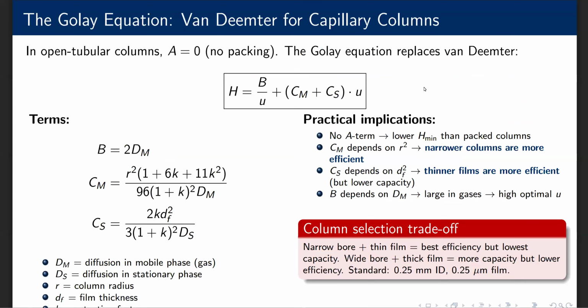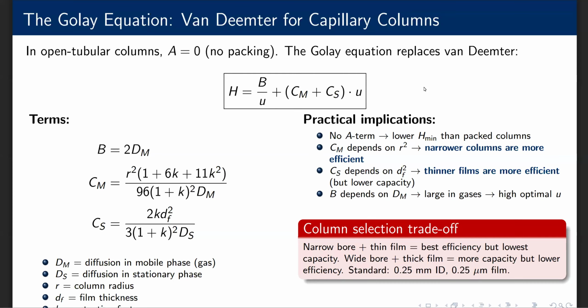The Golay equation, van Deemter for capillary columns. The Golay equation is the capillary column equivalent of the van Deemter equation. The critical difference is that the A term vanishes because there are no packing particles. Only one flow path exists. This means the minimum plate height is lower than any packed column can achieve.